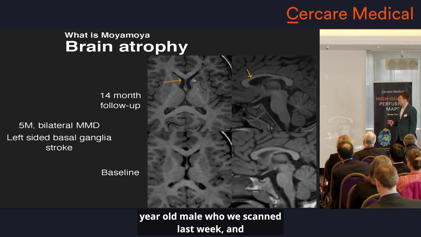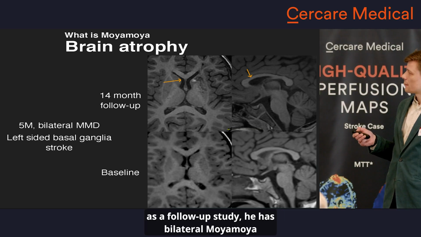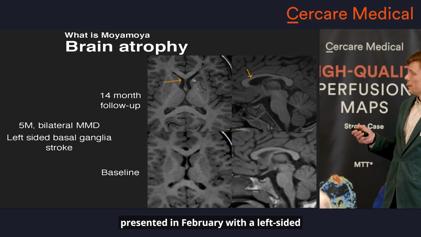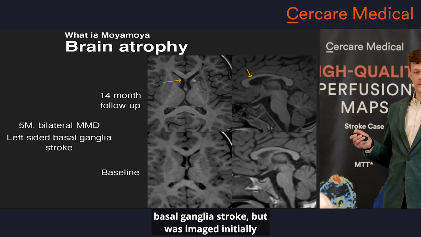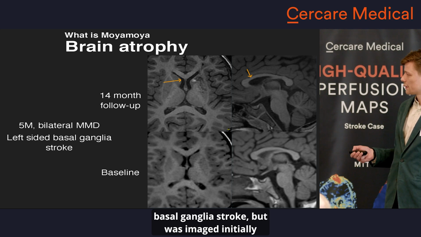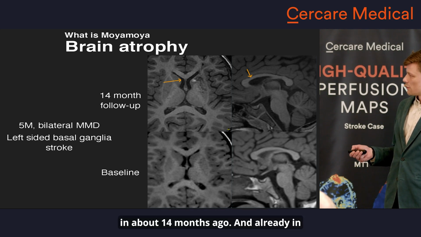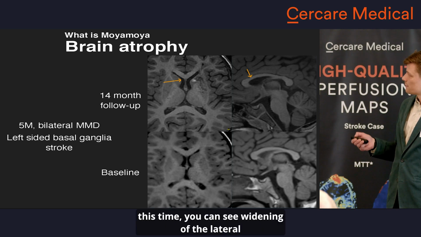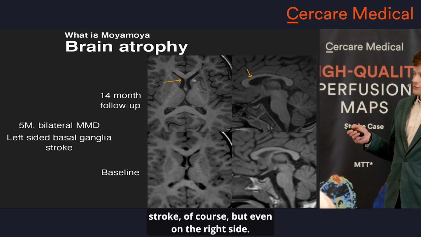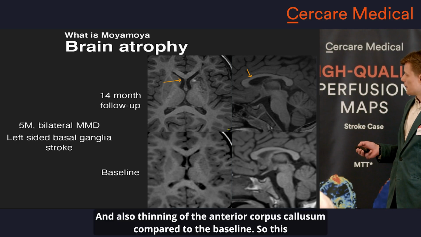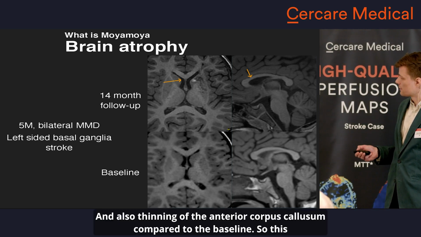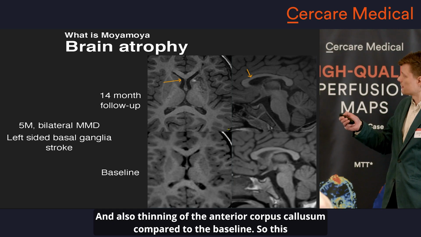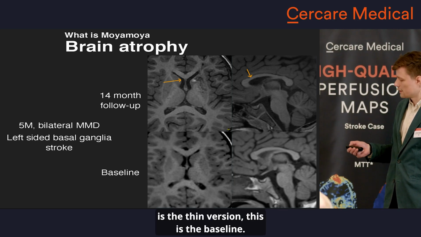Here is an example of a 5-year-old male who we scanned last week, as a follow-up study. He has bilateral Moyamoya and presented in February with a left-sided basal ganglia stroke, but was imaged initially about 14 months ago. And already in this time, you can see widening of the lateral ventricles, more apparent on the side of the stroke, of course, but even on the right side. And also thinning of the anterior corpus callosum compared to the baseline. So this is the thinned version, this is the baseline.